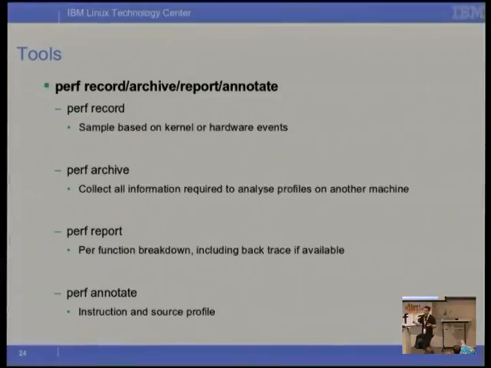Record is the one that you use to record, so you give it events and it produces an output file. You can use perf archive, which is very useful for embedded systems, so that aims to basically look at the profile data and then suck in all of the shared libraries, executables, all that kind of stuff. And it's, in theory, should work across architectures, 32, 64-bit, big, and little endian.